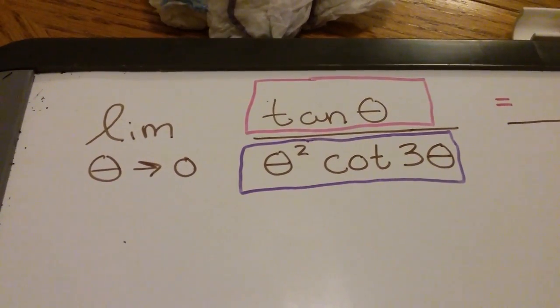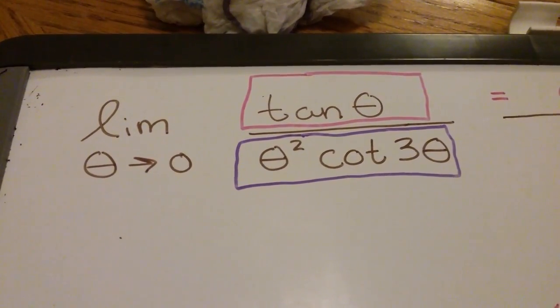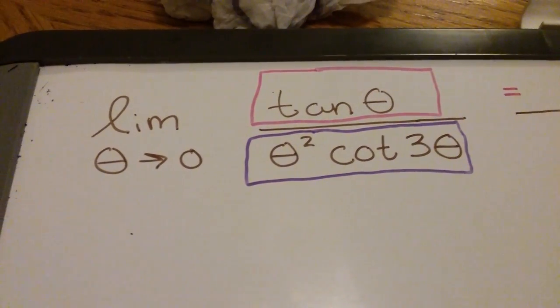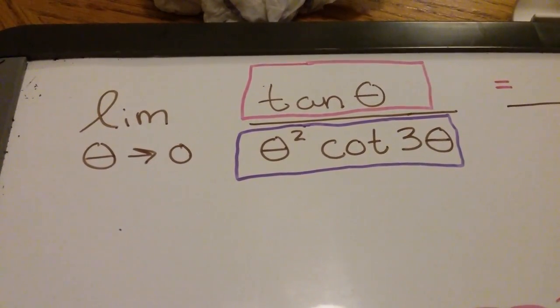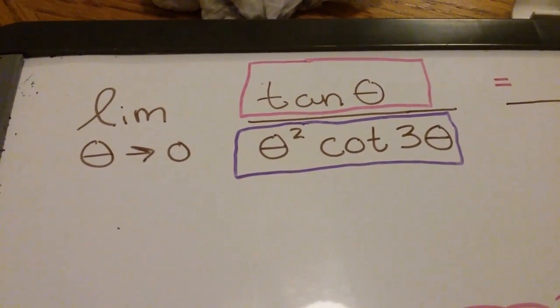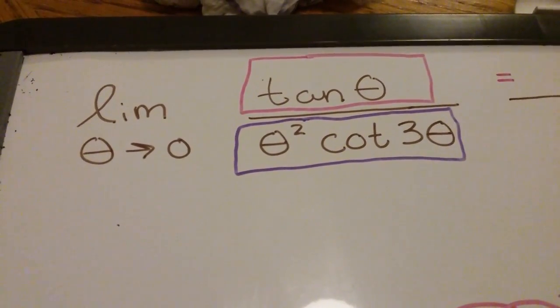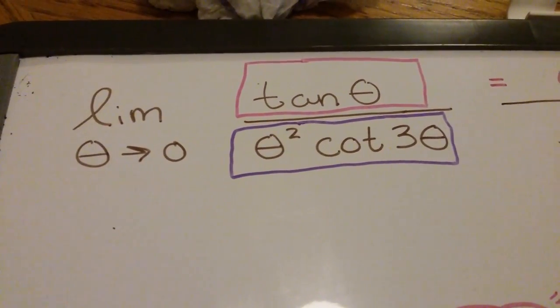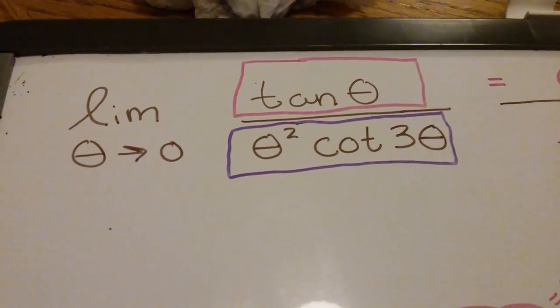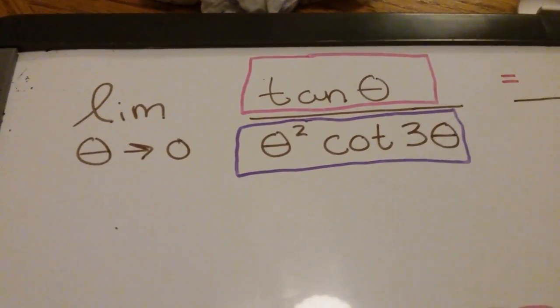Okay, sweetie, so this is section 2.4, number 41. You have the limit as theta goes to 0 of tangent theta over theta squared cotangent 3 theta. Now, we're going to break this down into two parts. We're going to do the top and we're going to do the bottom. The top part I did in pink and the bottom I did in purple. I'm going to show you how to do both.